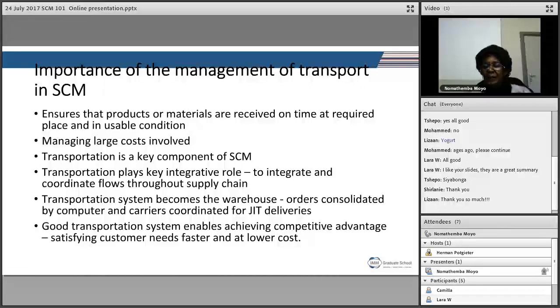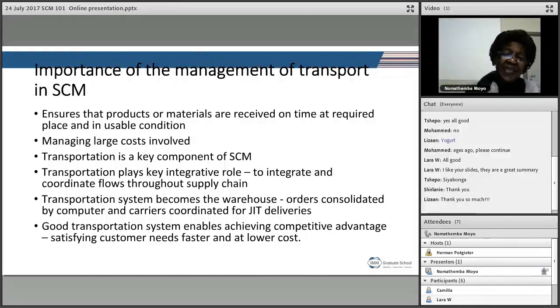So you'll note the importance of management of transport in supply chain. It ensures that products or materials are received on time, at the required place, and in a usable condition. Then you note that transportation has the highest costs. There's so much spent on transportation, so managing large costs is involved. Transportation is a key and very important component in supply chain management.